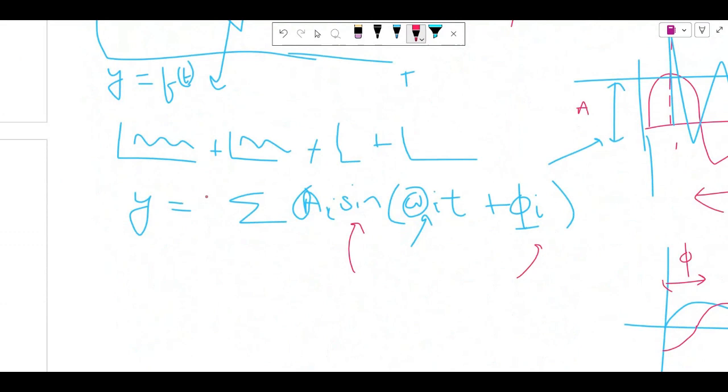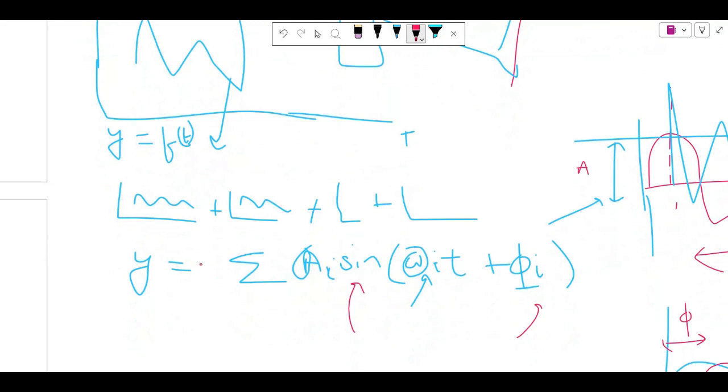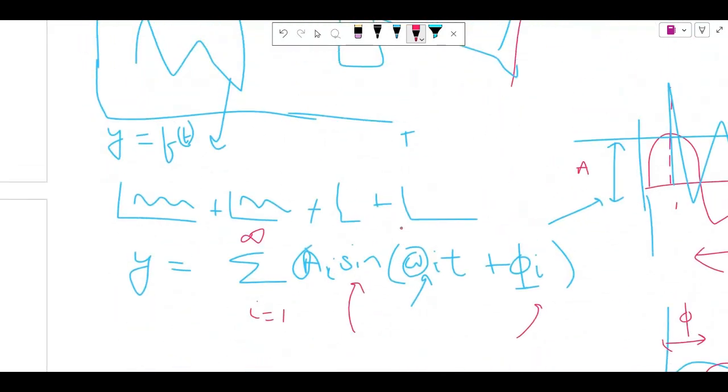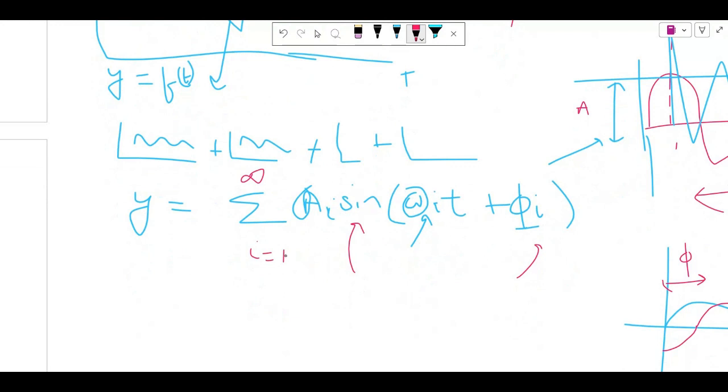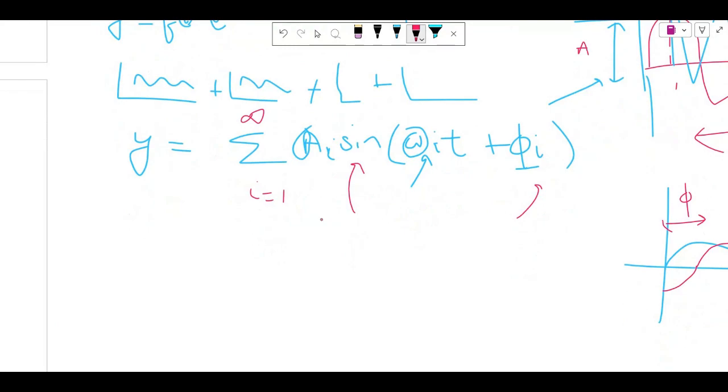So yeah, this is what the Fourier transform says, that you can represent an arbitrarily complex function as a combination of very simple sinusoidal functions. Now, this i can actually go from 1 to infinity, because the better you want to approximate it, the more subcomponents you would want to have, and in the limiting case, you need infinite components, right?